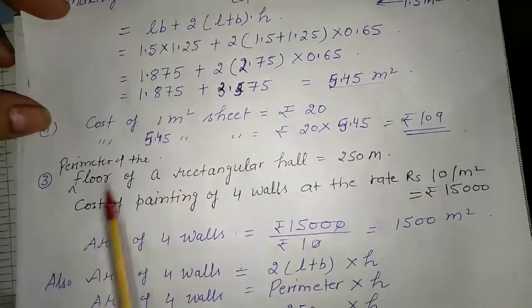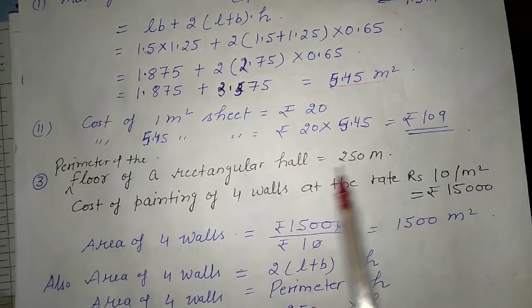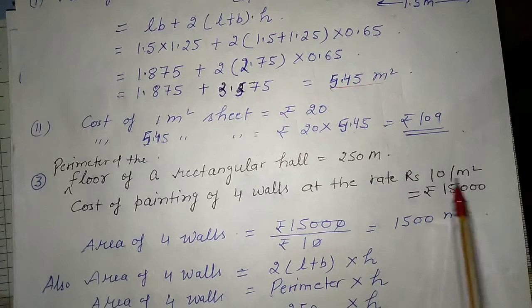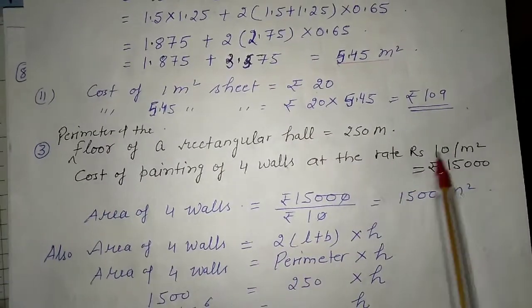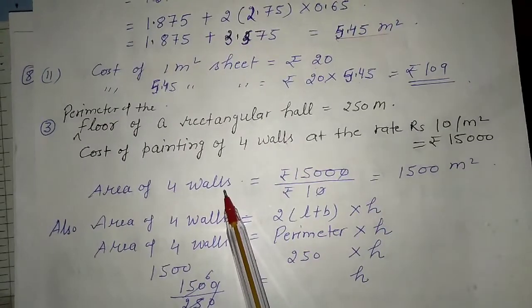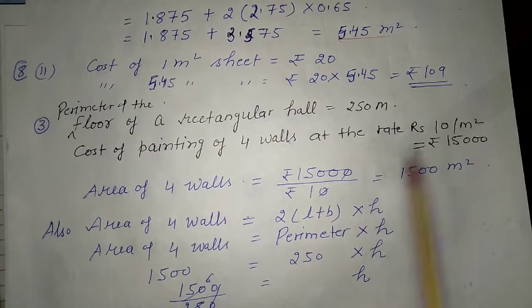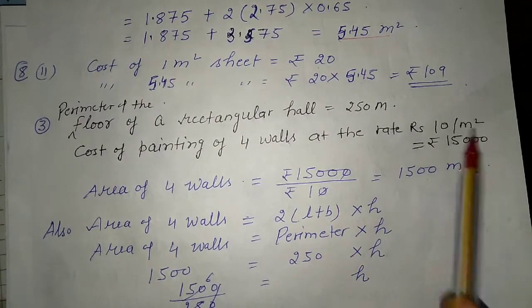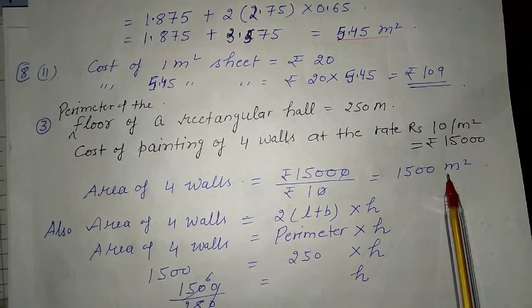So perimeter of floor of a rectangular hall, it is given that is 250 meter. Cost of painting of 4 walls at the rate of rupees 10 per meter square, rupees 15,000. So with the help of these two costs, we can find the area of 4 walls is equals 15,000 divided by 10. Zeros can cut. Here we have 1500 meter square because this is per meter square. So unit will remain here meter square.